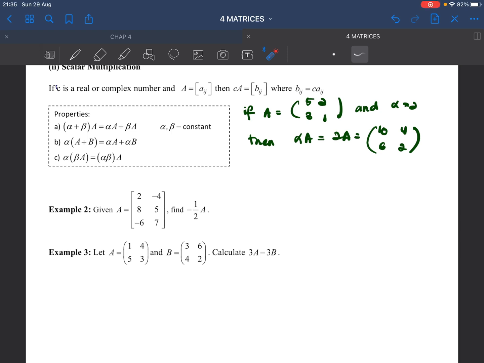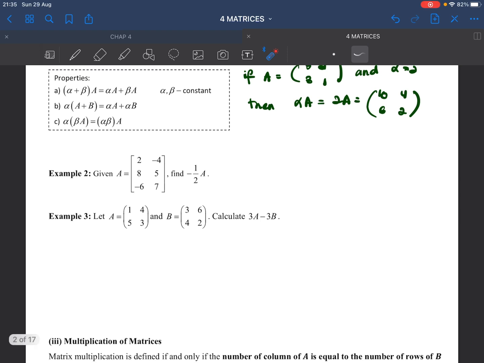Okay, so let's see example 2. So now the constant is negative 1 over 2. So we can multiply in every entry dekat sini. So here we will get the answer. Negative 1 over 2A. So negative 1 over 2 times 2 we will get negative 1. Negative 1 over 2 times negative 4 we will get 2. Okay, seterusnya.